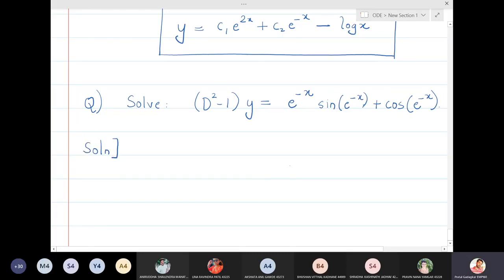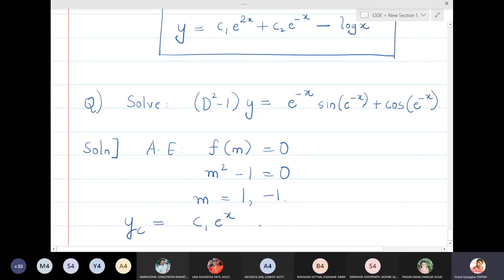Now here the auxiliary equation is f of m equal to 0. So m square minus 1 is 0. So m is 1 and minus 1. So yc is c1 e power x plus c2 e power minus x.